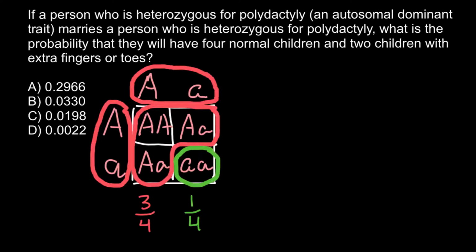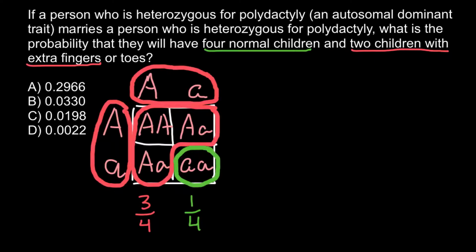According to our problem, we are looking for the probability that if the family has 6 children, 4 of them would be normal and 2 of them would have extra fingers. That means those who have extra fingers belong to this genotype, and for those who are going to be normal, this is their probability of belonging to this genotype and phenotype.